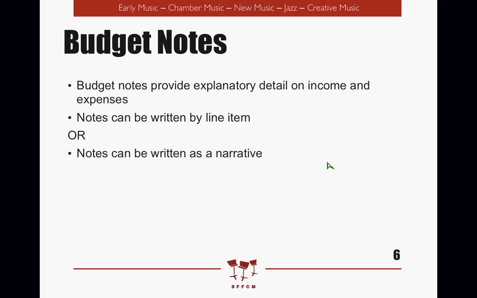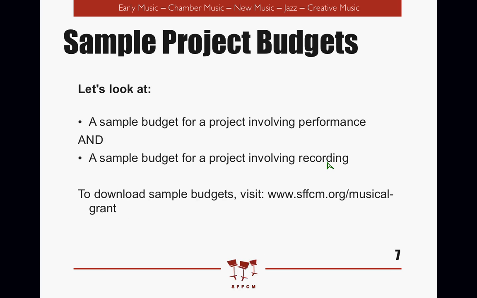Both of those are really good examples of how to write budget notes in two different ways. There's no right or wrong way. Either one is clear. It's kind of a personal preference, and whatever is easiest for you. All right, so now we're going to look specifically at a couple of different sample project budgets. The first one we'll look at is for a project involving performance by a group. And another budget is for a project involving recording, a little more complex, a little more moving parts, more expensive.